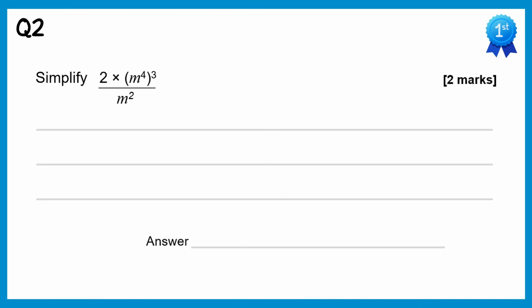For this question we need to simplify. We're going to start with the m to the power 4 all to the power 3. When you have a bracket to a power like this, you can just multiply the powers, so 4 times 3, which is 12. So the top of this fraction is just 2 times m to the 12, which is 2m to the 12. And then we're going to divide by m squared. When you divide like this, you subtract the indices, so 12 take away 2 is 10. So the answer to the question is 2m to the power 10.